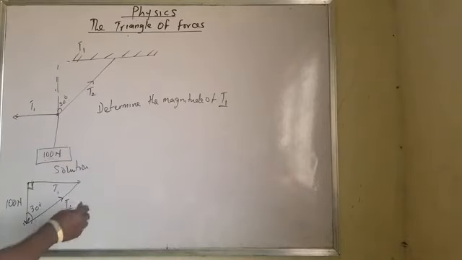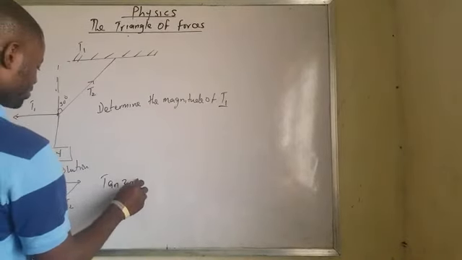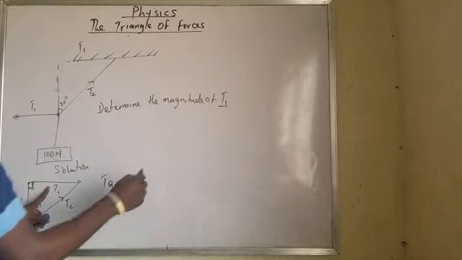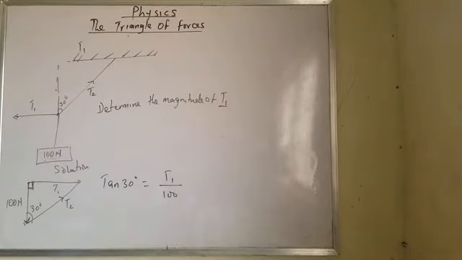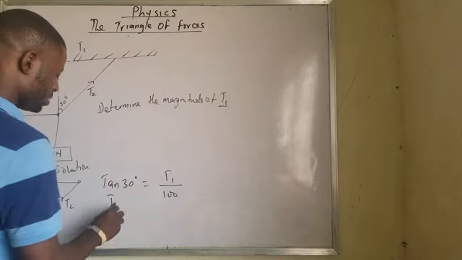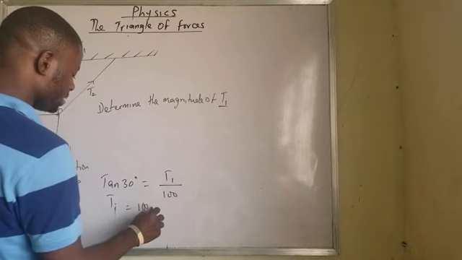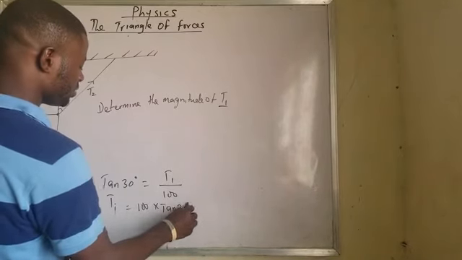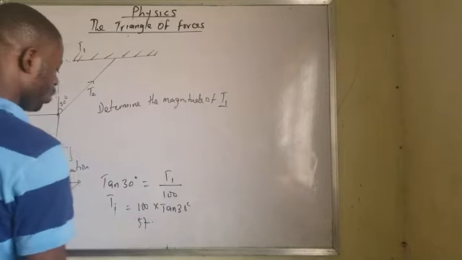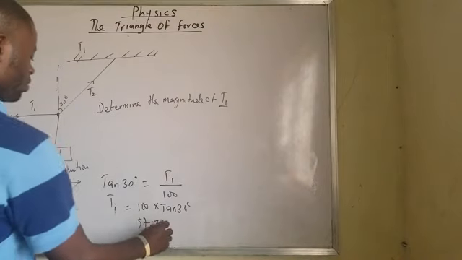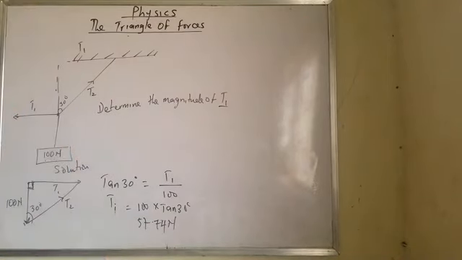My T1 will now be what? Tan 30 degree will be equal to T1 all over 100, which is the TOA of SOHCAHTOA. Now, it means T1 equals 100 multiplied by tan 30 degree. Now, we all know what tan 30 degree is, and when you use a calculator, I will have 57.74 Newton. That is my final answer.